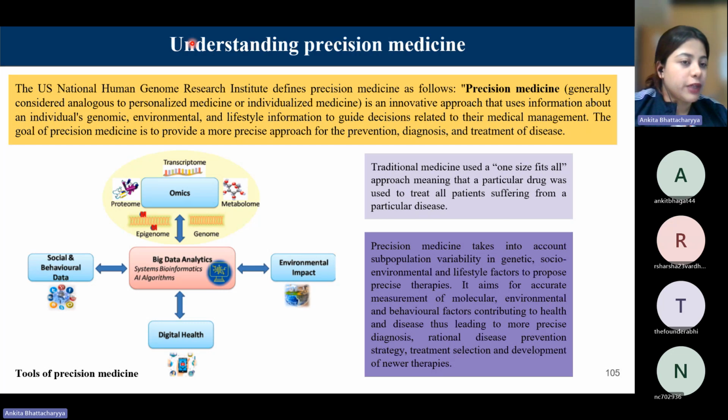I'm going to give you a very brief introduction to precision medicine. There's a lot that comes under this umbrella. Again, keep in mind, this is an umbrella term. Precision medicine, the definition I'll explain to you, but there's a lot that comes into it. I'll briefly discuss it.